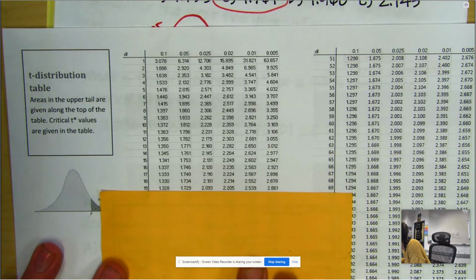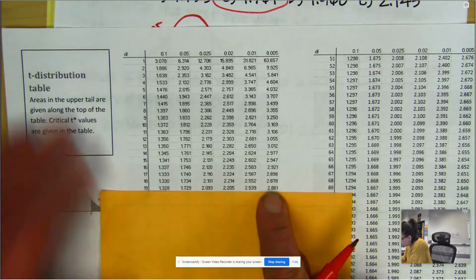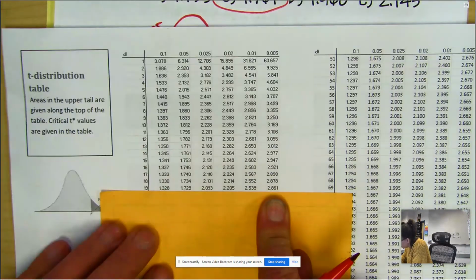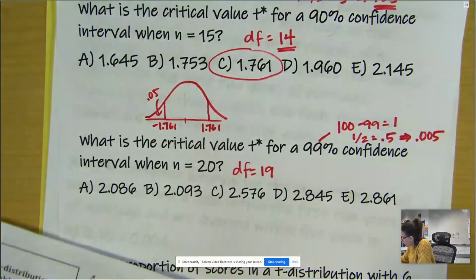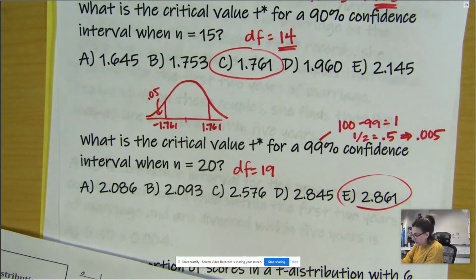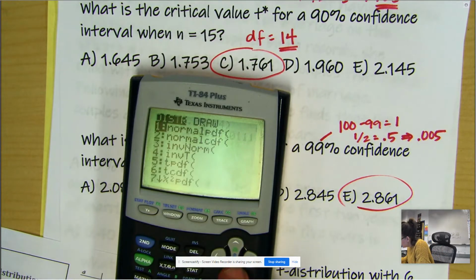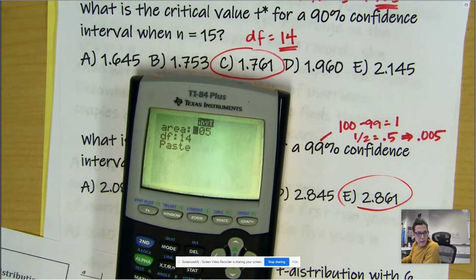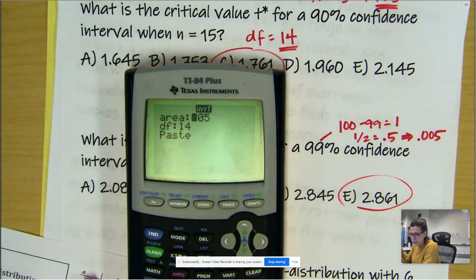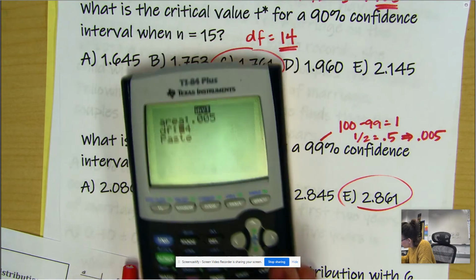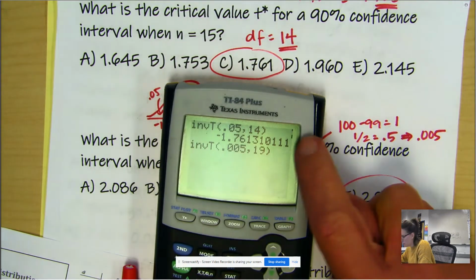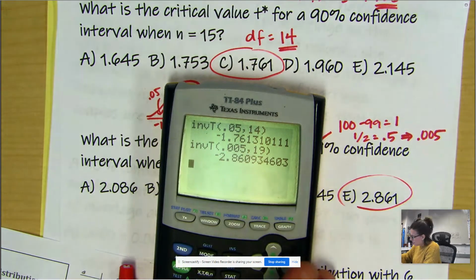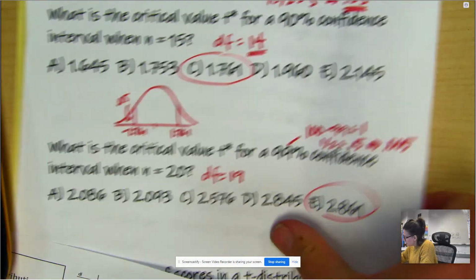Okay, so then you're going to look at where those two things intersect on here. 19, 0.005, 2.861. There we are, 2.861 right there. Now again, if you're a fan of inverse T, second vars, inverse T, then the area, again, is going to give a negative. 0.005, degrees of freedom was 19. Enter, enter. Give it some time to think. That's what that little thing is there. 2.86. Yay. All right. Last one.